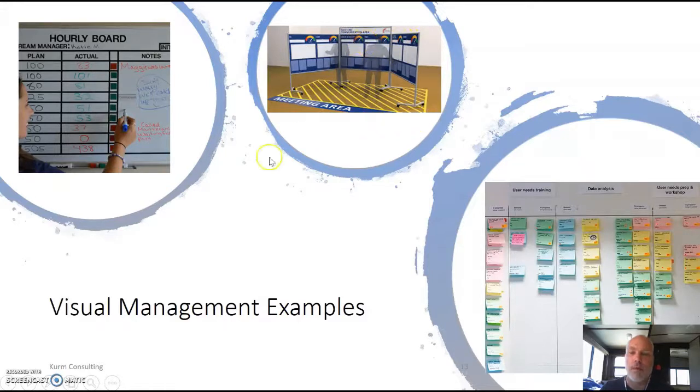Okay, so visual management is all about providing that information really easily, really quickly, and in an impactful way to your business team, to your process teams, so they know how things are doing and how the process is performing.